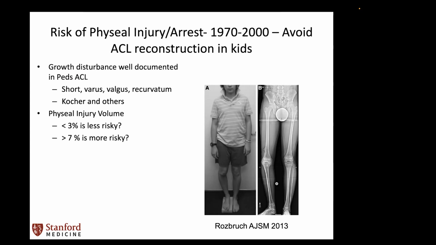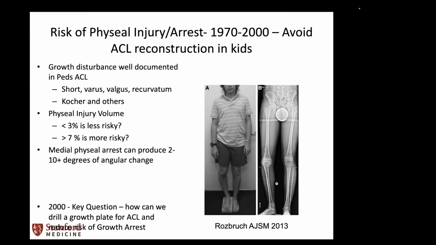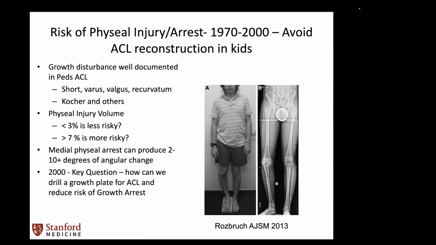And we do know from some of the research that if you have a small volume of physeal injury, maybe less than 3%, risk of growth plate arrest is smaller, but over 7%, the risk is higher. It also depends on the location as well. We do know in the pediatric guided growth world that you can easily produce 2 to 10 degrees of angular change about the knee in 1 year with physeal injury. So that's a pretty big problem in ACL reconstruction.